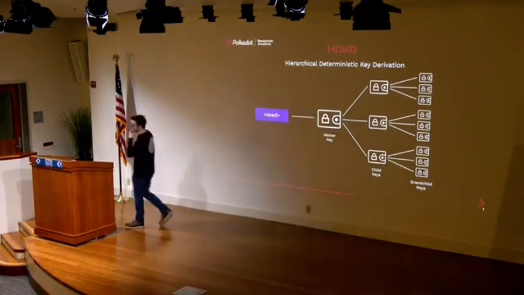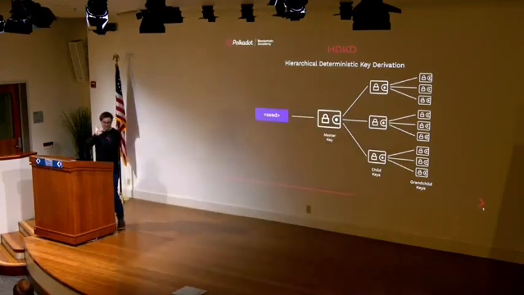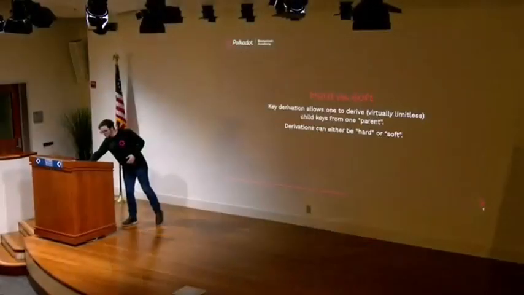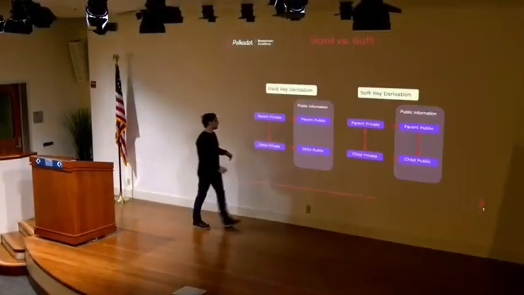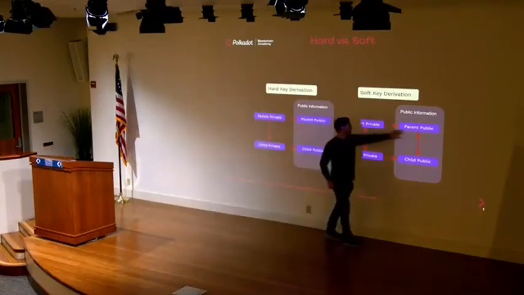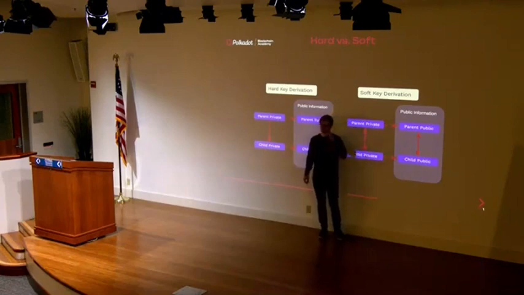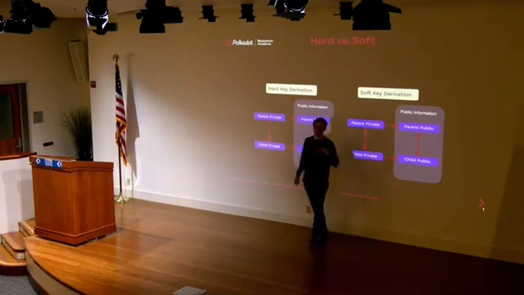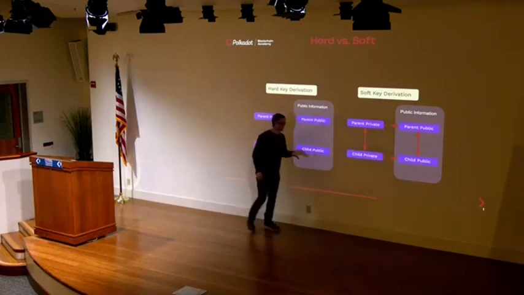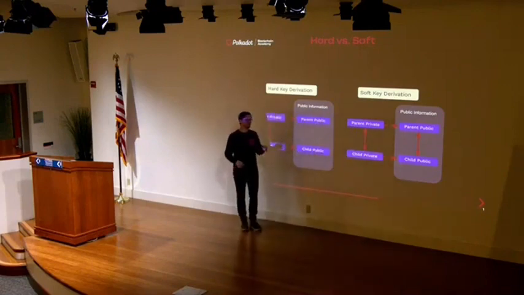I remember there was a first part of the question, I think, and I think I covered it, but I can't quite recall. Okay, so then it seems like hard derivation is better. Why would we need soft derivation? Yeah, so the only reason that you would want to use soft derivation is because you can go from the parent public key to the child public key without needing to tell them what the public key is.